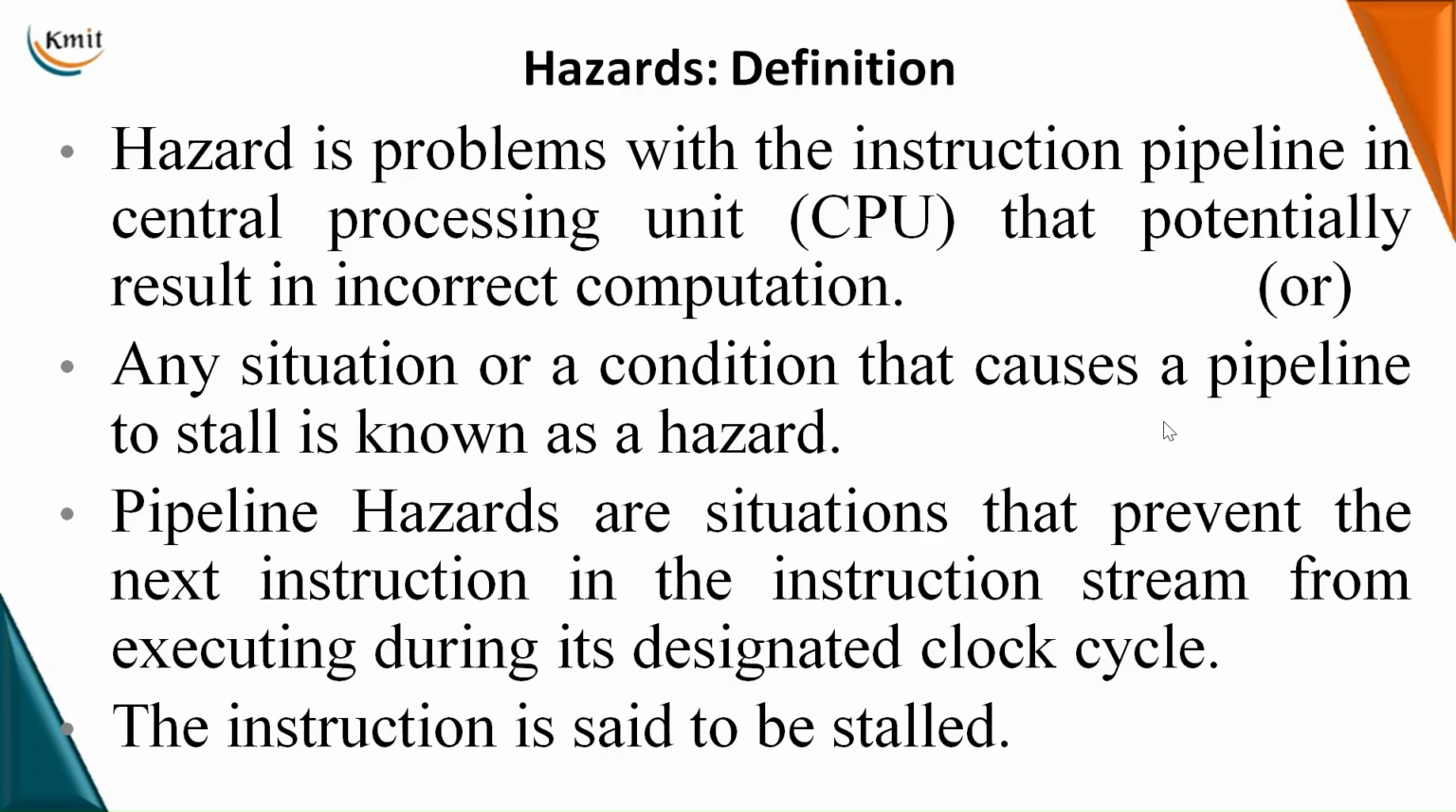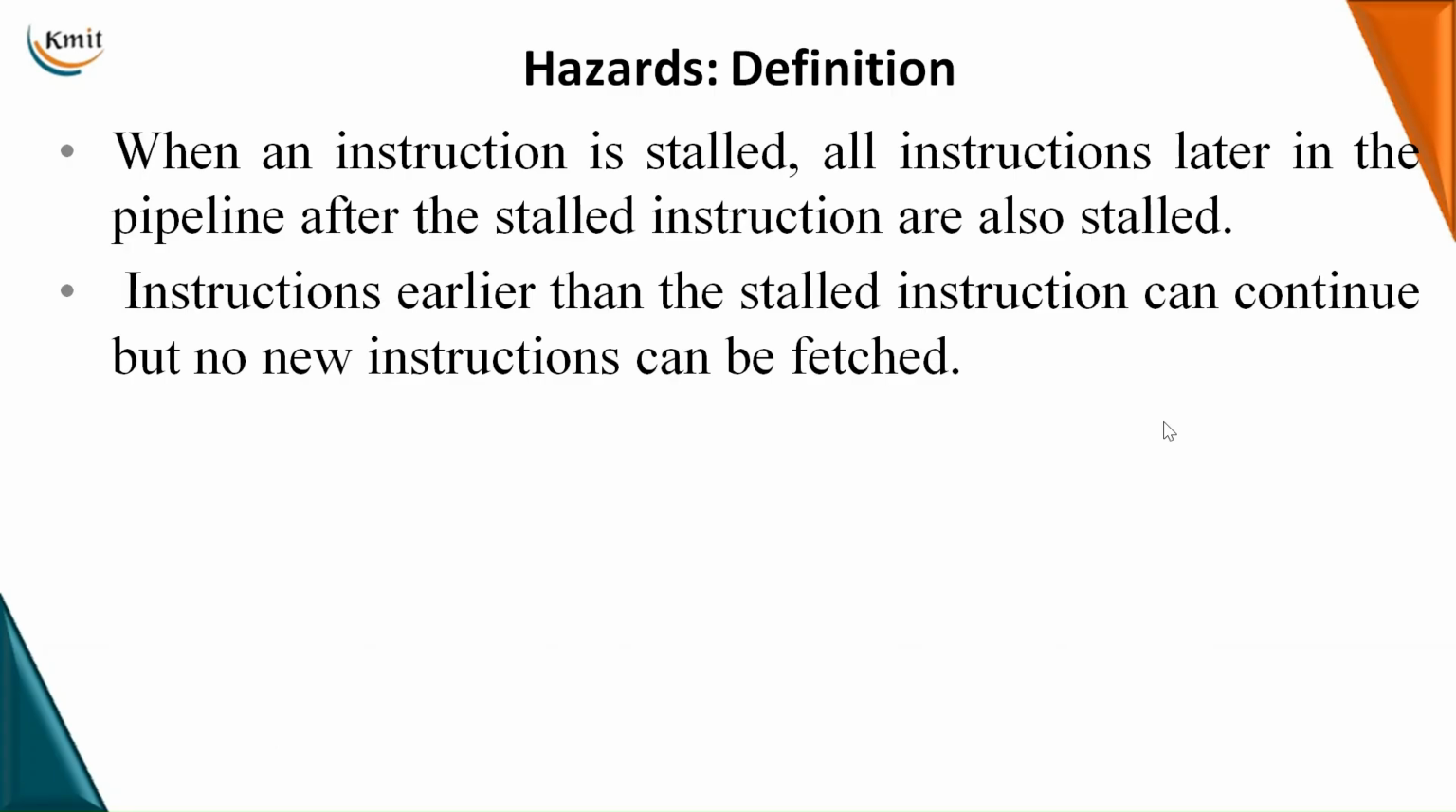So a hazard is a problem with the instruction pipeline in the central processing unit that can lead to incorrect results or incorrect computations. Pipeline hazards are the situations that prevent the next instruction in the instruction stream from executing during the designated clock cycle, because of which the instruction has to be stalled. Stalled in the sense it has to stop its execution for some amount of time. That type of situation is called a hazard situation.